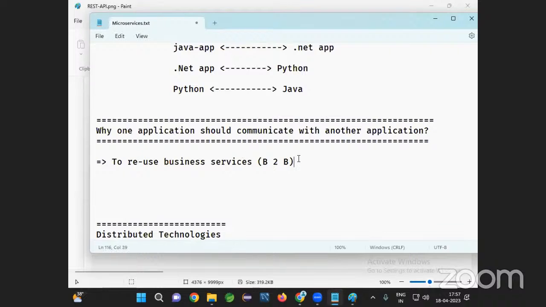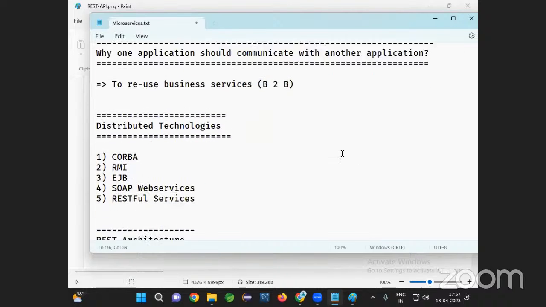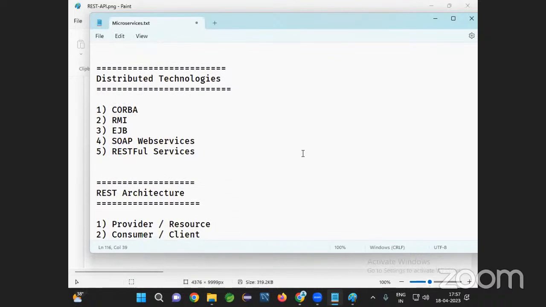First question, why should one application communicate with another application? To reuse the business services. Instead of redeveloping the logic, I want to go for reusability. When somebody has already developed some logic, and I want the same logic, instead of developing it again, I can go for reusability. Earlier, what technologies were available to develop distributed applications? CORBA, RMI, EJB, SOAP, and now we are going for RESTful services. These RESTful services are trending in the market.